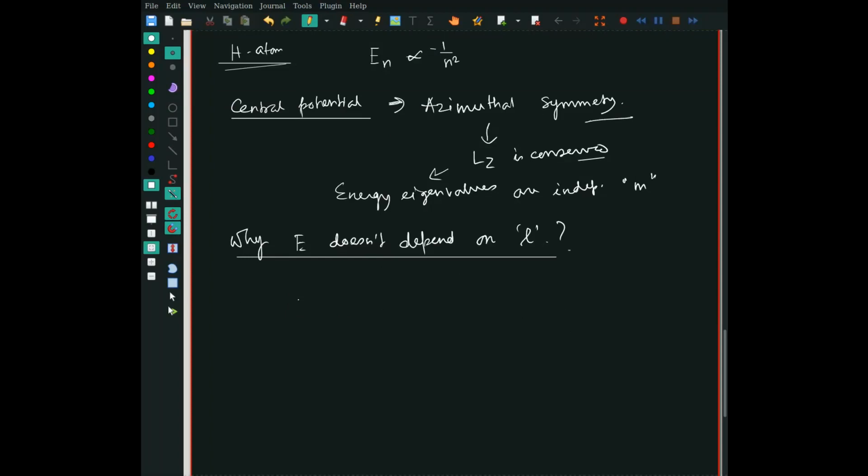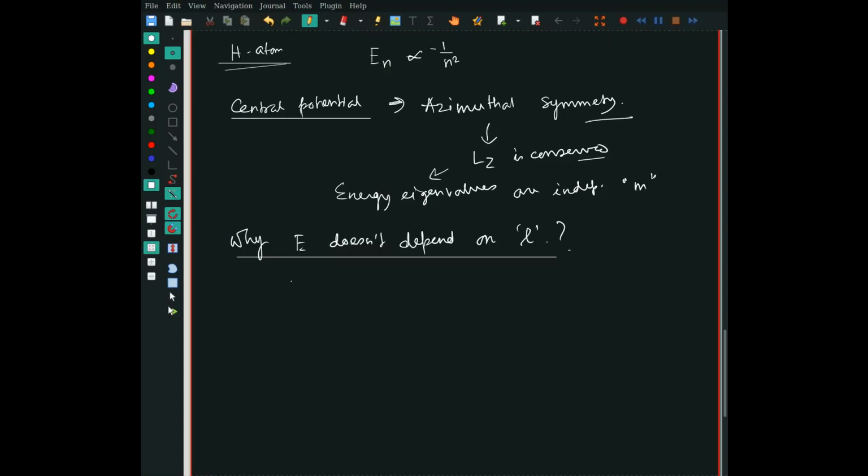But in three dimensions, by which I mean the three-dimensional spherical polar coordinates, the radial equation, if you solve it, do you know how the radial equation looks like? It depends on n and l. For the helium atom, yes, but the helium atom you do not solve exactly; you use perturbation theory, perhaps.